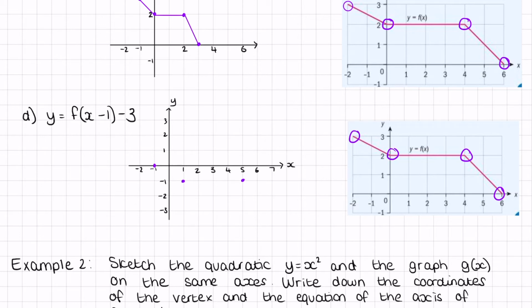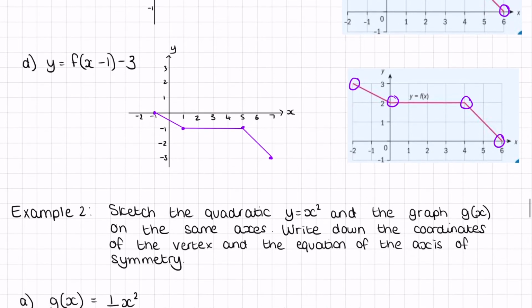So 5, negative 1, and then the x-intercept at 6, 0 will move across by 1, so it'll go to 7, and move down by 3, so it'll be at negative 3. And then we join the dots. And that's the basics of translation. So we're going to do some more practice now, but we'll do it with a quadratic graph.